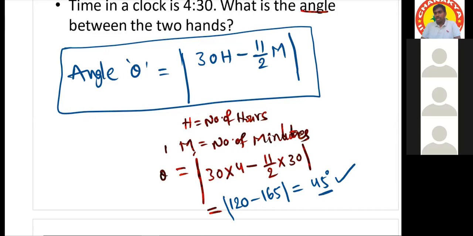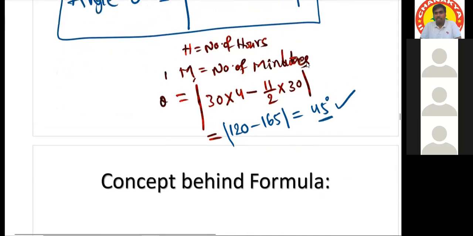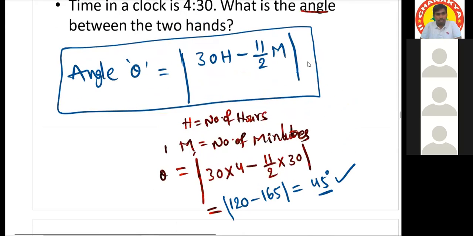Okay. So actually, if we have time, I can explain the concept behind this formula also. But we have only 4 minutes more, sir. No, 4 minutes is not sufficient to explain the concept behind this formula. I think you can memorize this formula, and I'll explain how we can do this question without this formula also.